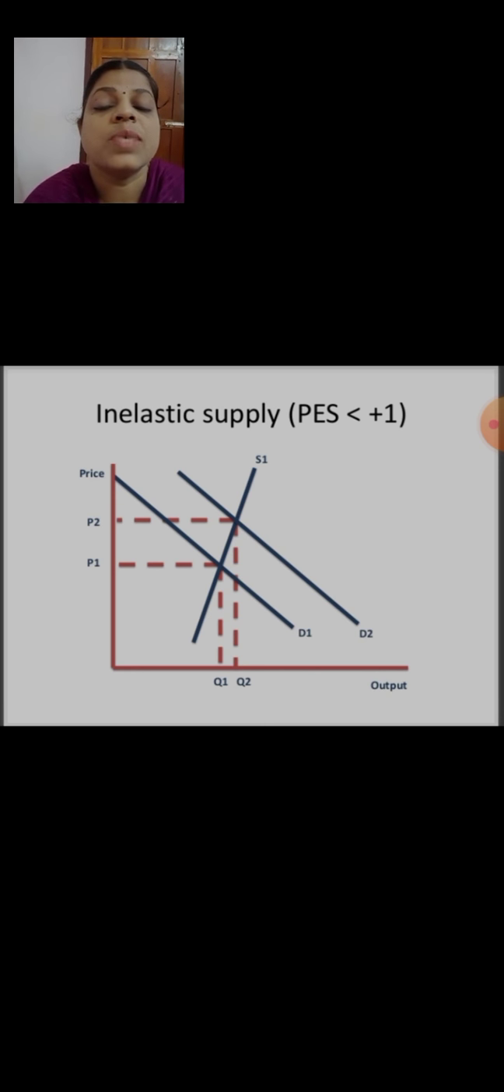And I have already explained the different coefficients of supply: ES less than 1, ES greater than 1, and ES equal to 1. Isn't it? Yes. So these are the various coefficients, and I will explain the rest of the coefficients in my next module. I hope this explanation for this session is clear for you.